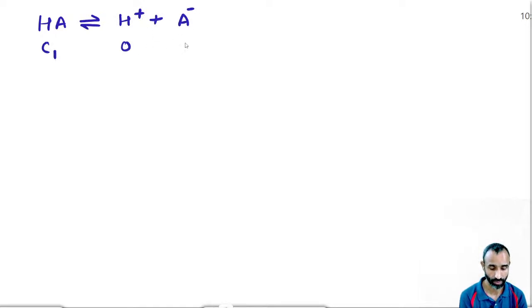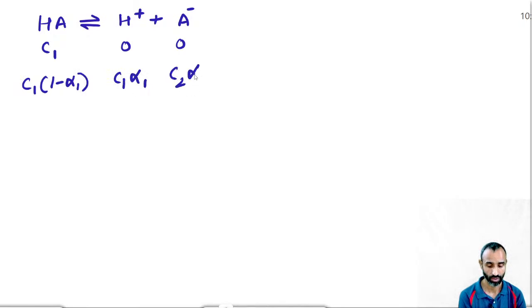Concentration C1, initially it is 0, 0. Now alpha 1 is the degree of dissociation. So it is C1(1 minus alpha 1), C1 alpha 1, C1 alpha 1. (For HB: C2 and beta 2.)